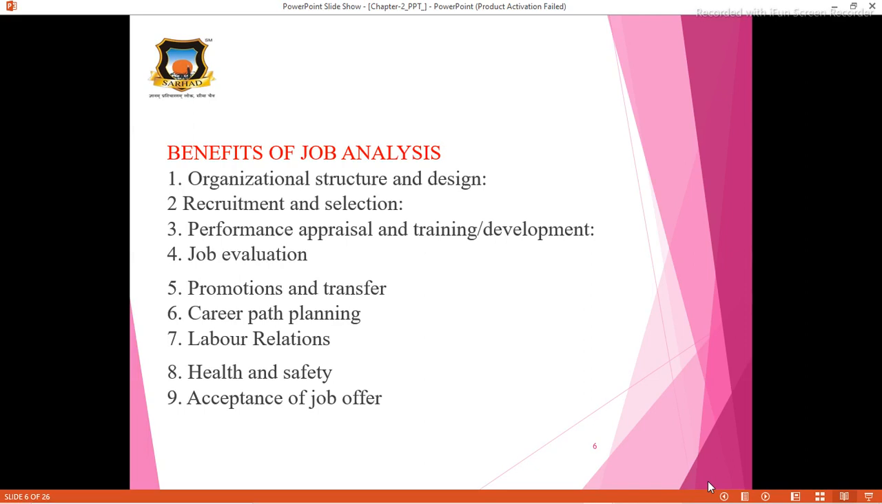The next is career path planning. Many companies have not taken up career planning for their employees. This is done to prevent the employees from leaving the company.